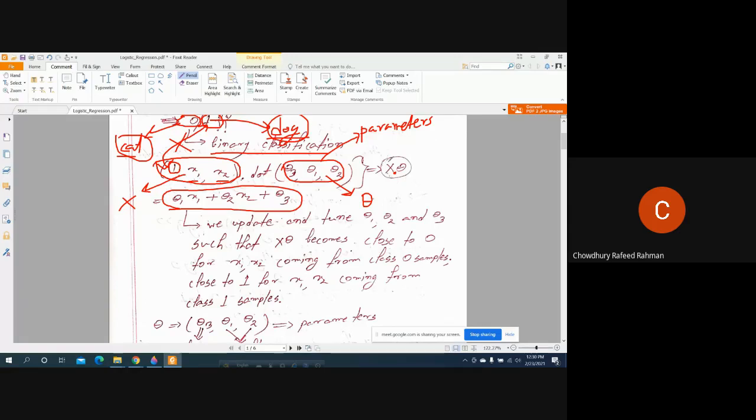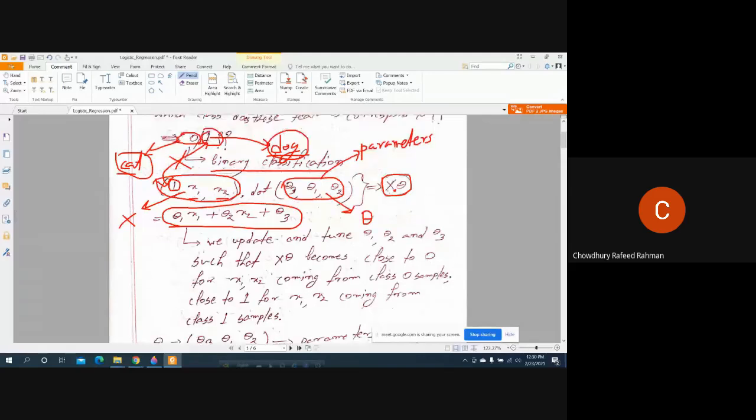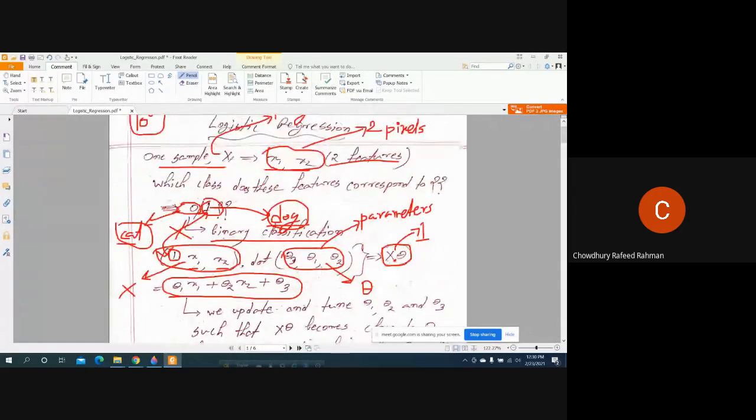Now, what does x dot theta actually mean? If the value of x dot theta is closer to 1, then we shall say that this sample x represents the dog class. Sorry, not cat class, dog class. But if the dot product is closer to 0, then we have to say that this sample x represents the cat class.